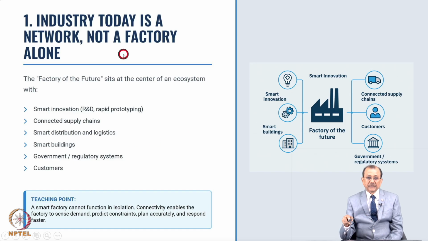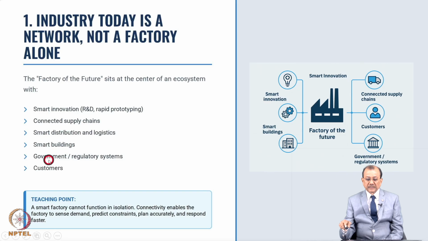This is also very important: the factory of the future sits in the center of an ecosystem of smart innovation, connected supply chain, smart distribution and smart building. Smart building is also important because today we have a requirement of green energy. How green energy can be established in the factories falls in this domain of smart buildings, and not only in the buildings, also in the plant.